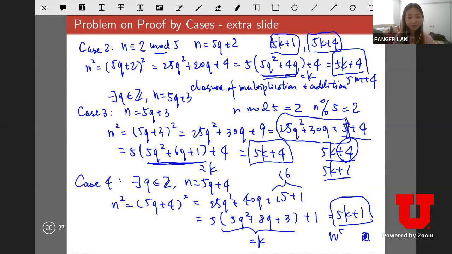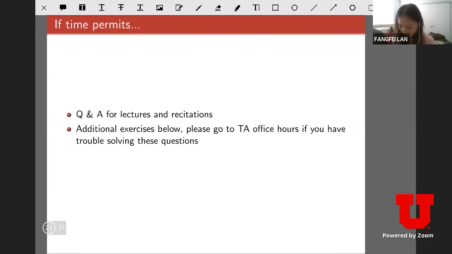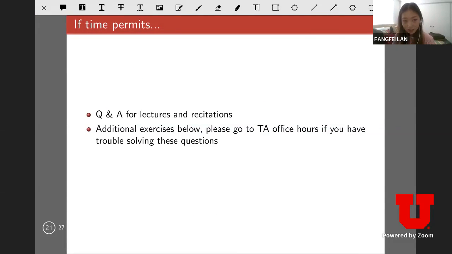Any questions? No questions, awesome. Okay, so any questions about anything else? Lectures, recitations, anything? We have some more exercises that we can go over to prepare for the first quiz, or any other logistical questions on how to submit on Gradescope or whatever.